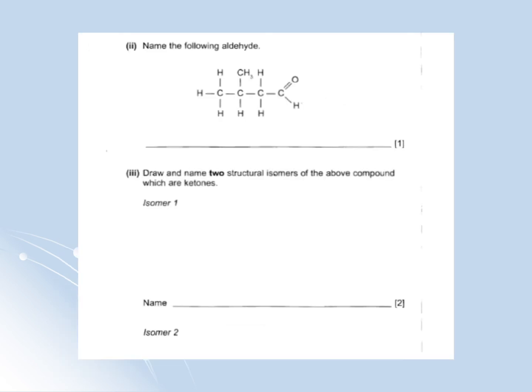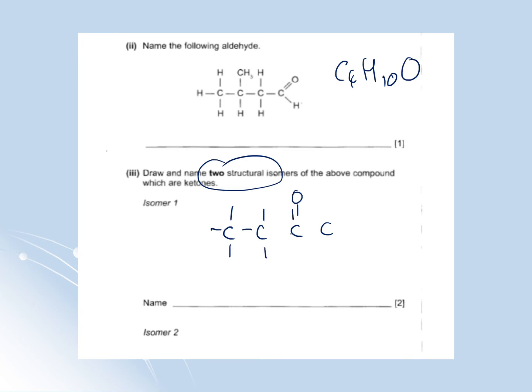Okay, right, last part then, a little bit of revision. We've got an aldehyde here, and it asks you to draw 2 structural isomers of the above, which are ketones. So all I've got to make sure is that I've got 4 carbons, 10 hydrogens and an oxygen, and I've got to have a ketone. So I'm going to go 1, 2, 3, 4. I'm going to pop that in there. So this is functional group isomerism. Okay, and there we go.